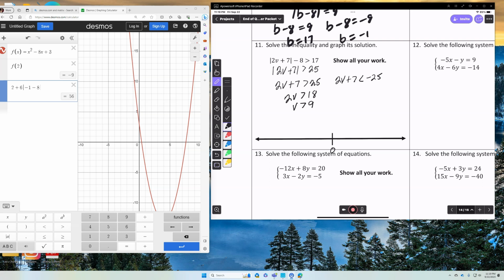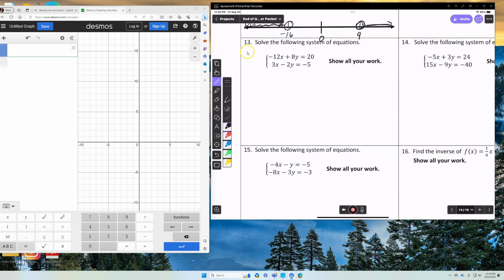So this is 0. This is 9. Open circle. Greater than 9. We have 10, 11. So it goes in this direction. Okay, we're going to subtract 7. So we have 2v is less than negative 25 minus 7, which is negative 32. So v is less than negative 16. So you come over here to negative 16. Of course, it's not drawn to scale, and you're going to shade to the left. So the answer is all the numbers that are less than negative 16 or all the numbers that are greater than 9.